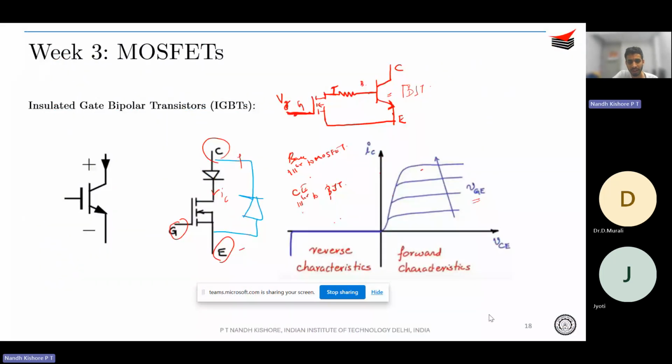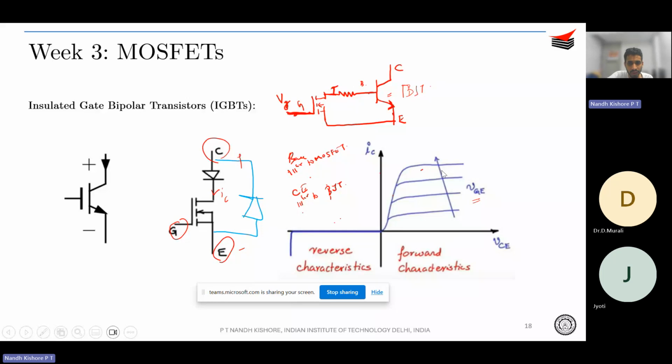Yeah, so I hope it is clear now. Over here, you see that on the power side, you have the BJT, and for the driving side, you have the MOSFET. That is why you call it collector, emitter on the power side and gate on the driving side. So the VCE-IC characteristic is somewhat similar to your BJTs.